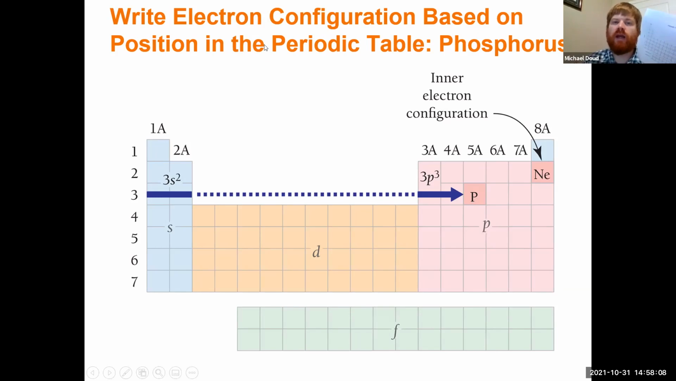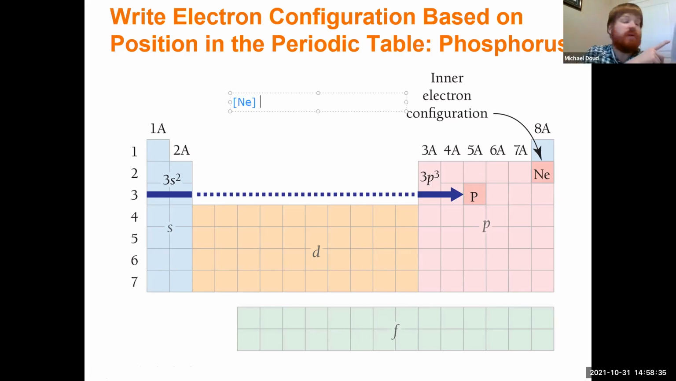So if we're going to write the electron configuration based on the periodic table, pick a random element like phosphorus. Start first from the core electron configuration. For phosphorus, the previous noble gas was neon, number 10. So that's going to be our core electrons. So let's go ahead and write that down. Next up, where do we go after neon?